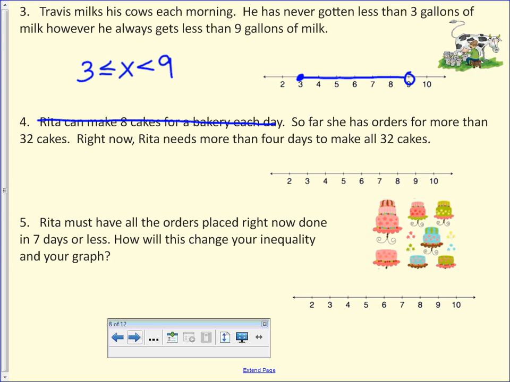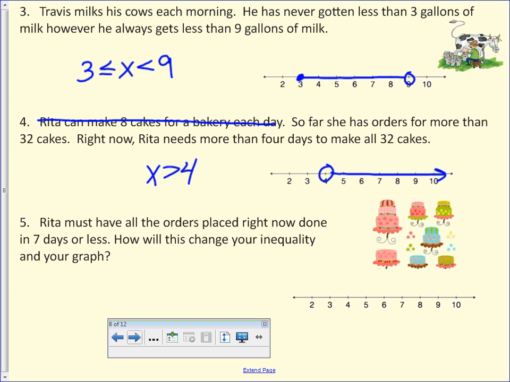So this one we are going to graph more than 4 days. So does she need 4 days? No, she needs more than 4 days. 4 days isn't enough because she can do 8 a day, but she has more than 32 cakes. So 8 times 4 is 32. That's not enough. She needs more than 4 days.